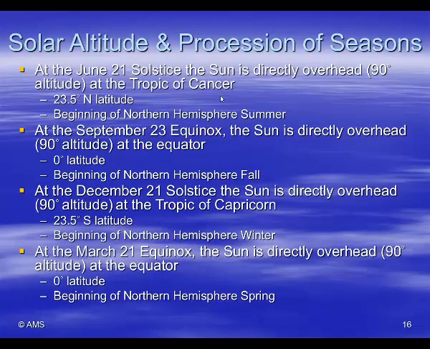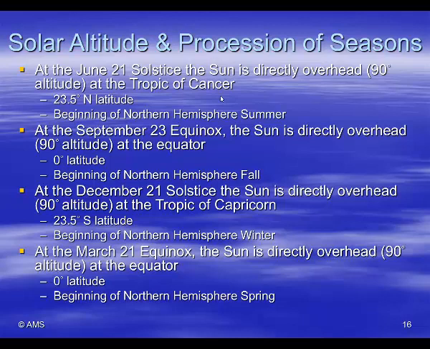On June 21st, we have the solstice, where the sun is directly overhead at the Tropic of Cancer, about 23.5 degrees north latitude. This is the beginning of the northern hemisphere's summer. At the September 23rd equinox, the sun is directly overhead, at 90 degrees, at the equator. So this is 0 degrees latitude. And this is the beginning of the northern hemisphere's fall season.